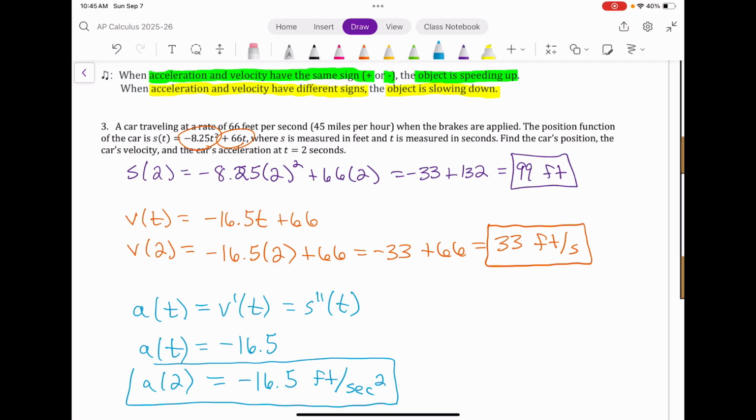Okay. So at 2 seconds, it doesn't ask this, but it's good to see it. Since we have a positive velocity and a negative acceleration, we would be saying the car is slowing down because the signs are opposite in velocity and acceleration. So the car is slowing down at t equals 2 seconds.